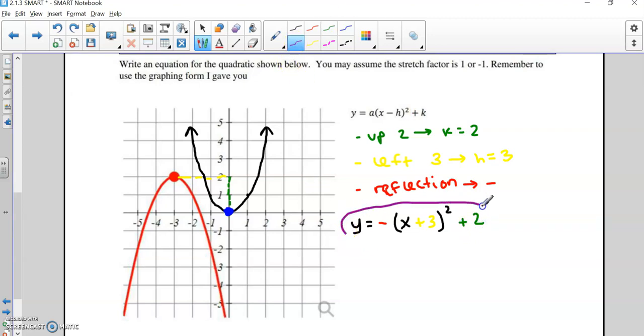If you graphed this equation in your calculator, you would get this red graph. And that's pretty cool.